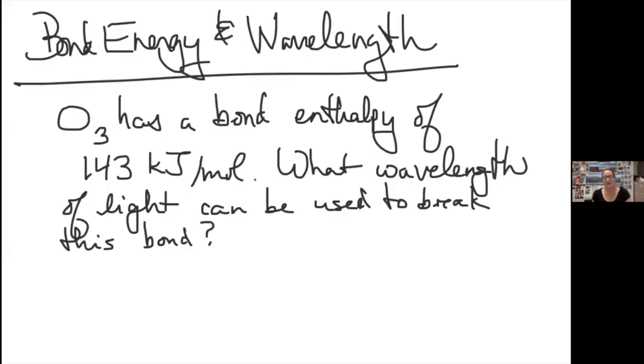This is going to build a little bit on what we just did. This says ozone has a bond enthalpy of 143 kilojoules per mole. What wavelength of light can be used to break this bond? So here's the concept at work.